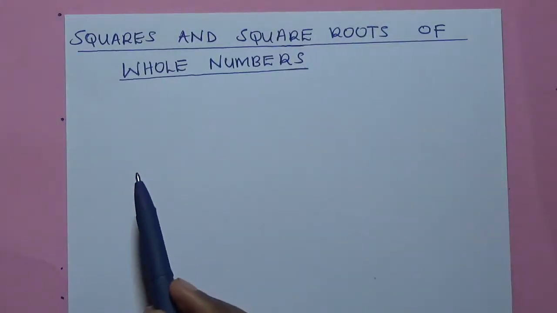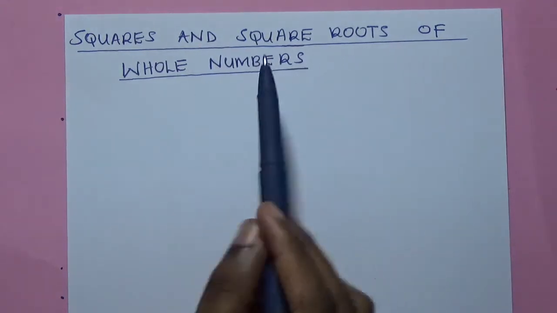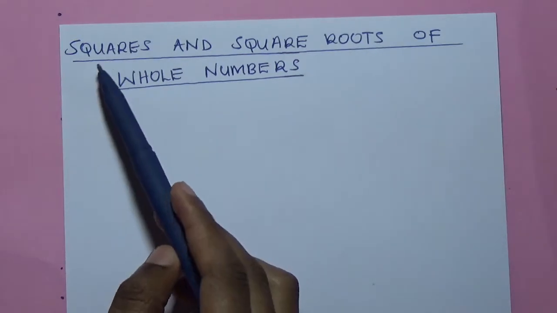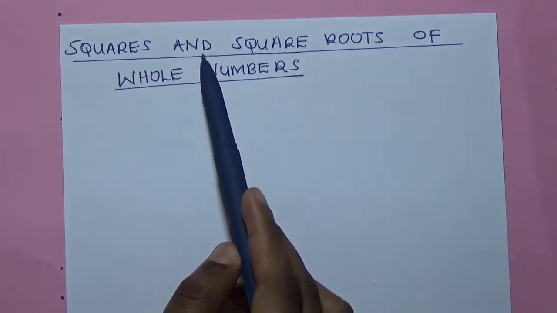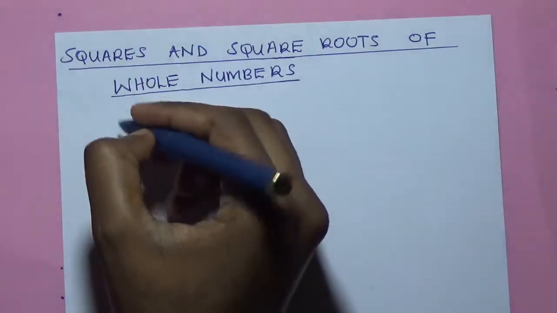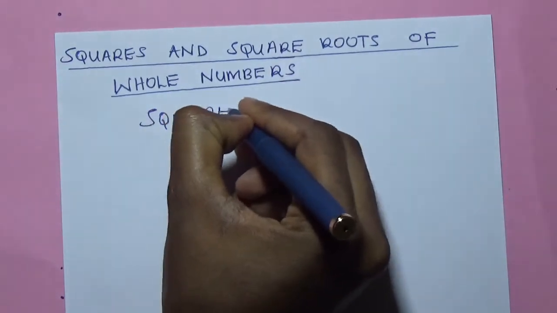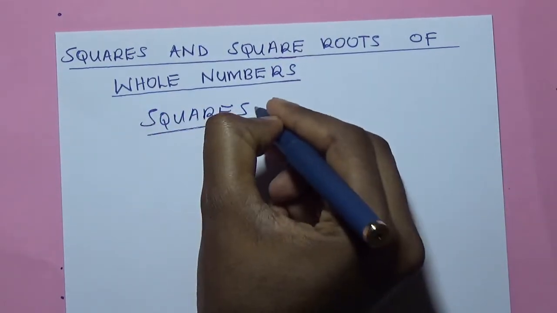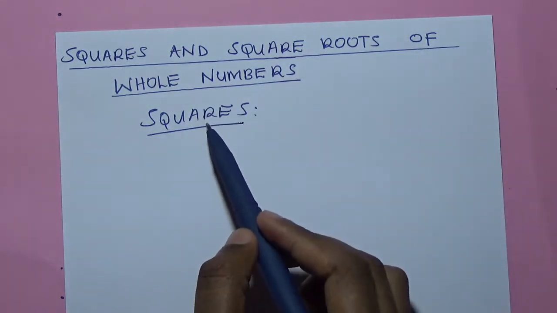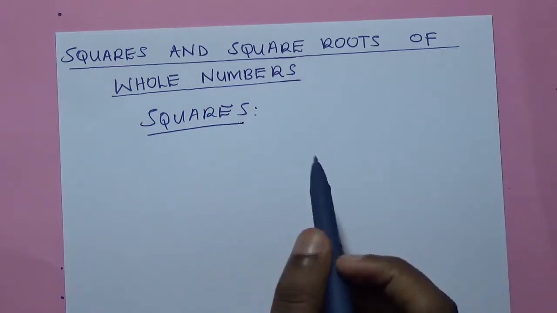In this lesson, we are going to learn about squares and square roots of whole numbers. In our first part of the lesson, we are going to learn about squares, and later on, we are going to learn about the square roots. So, we start by looking at squares. Now, I have 3 points which I want you to know about squares, and later on we are going to look at a few examples.